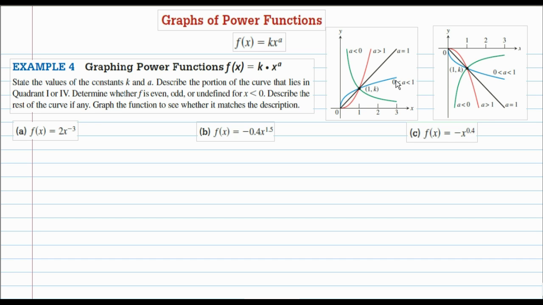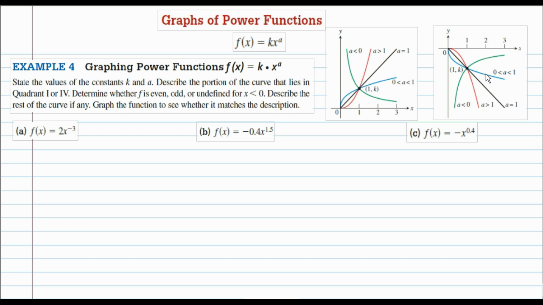If the exponent is between 0 and 1, so like 1/3, 1/2, 0.8, the graph will look like this, like your basic square root function, x to the 1/2. Then if your leading coefficient or your k value is negative, those just get flipped over into quadrant 4. So this chart isn't telling us anything new, it's just telling us about the vertical flip.